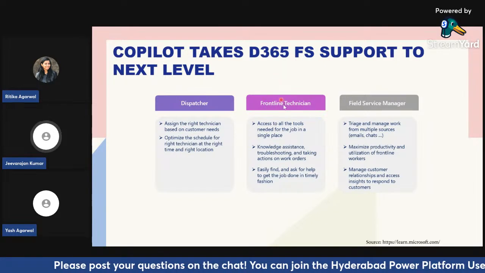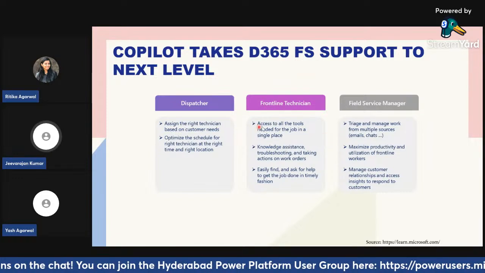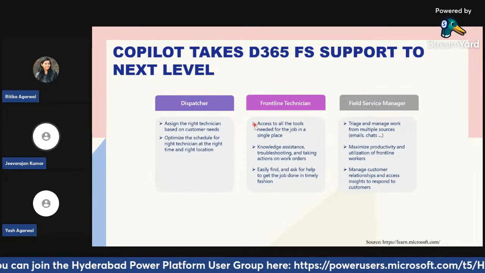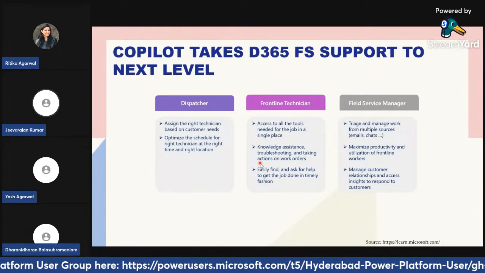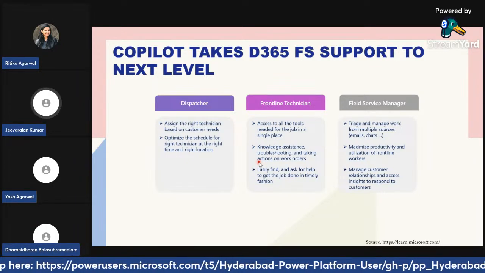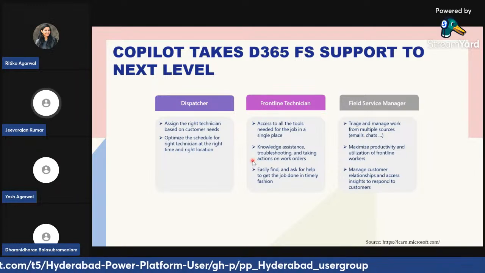The frontline technician is the second persona, who does the job on the ground. On site, they need access to all the tools needed for the job in a single place, and access to knowledge assistance, troubleshooting, and taking actions on work orders. They should be able to easily find and ask for help to get the job done in a timely fashion.